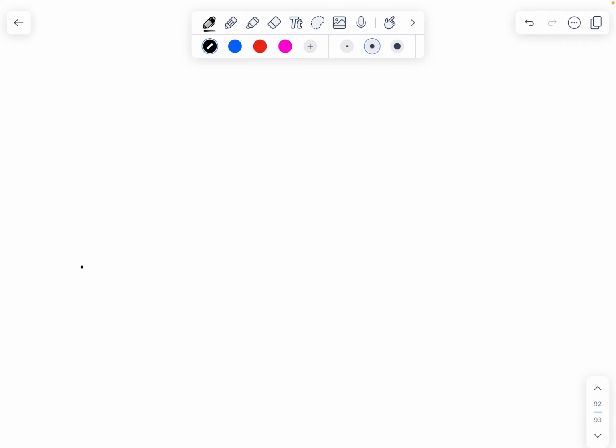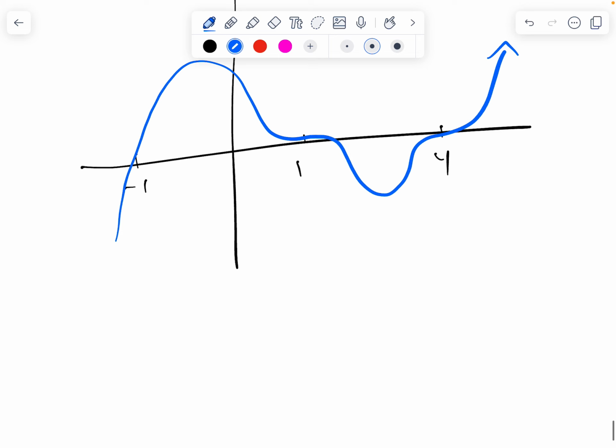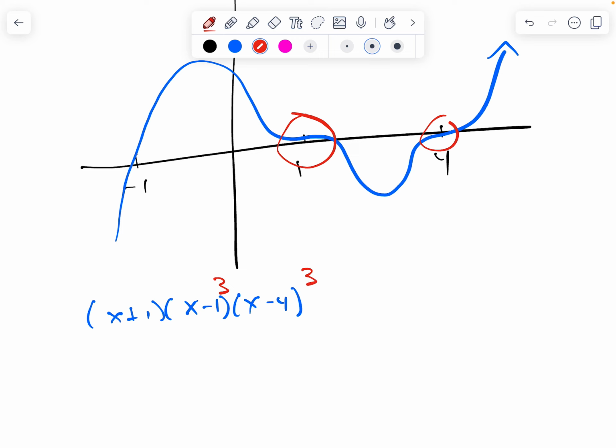Okay, let's go and do this next one. You've got -1, you've got 1, and you've got 4. And it goes up through here. It flattens around in that neighborhood, goes down, and then it comes and it flattens around in that neighborhood. So that -1 flips to +1. That +1 flips to -1. That +4 flips to -4. Now this right here, that is looking like a triple root. And this guy, that flattening, also a triple root.